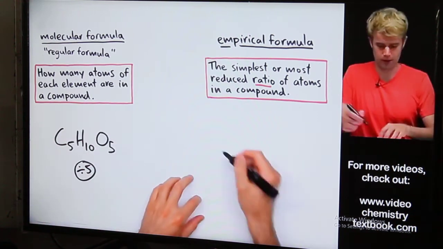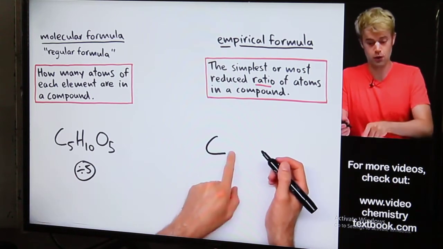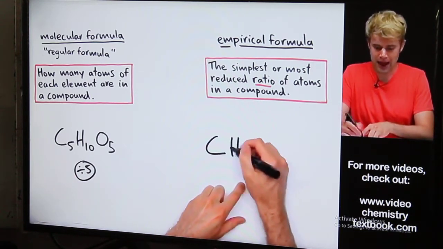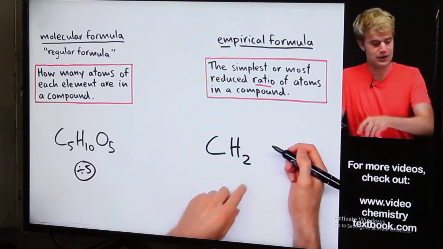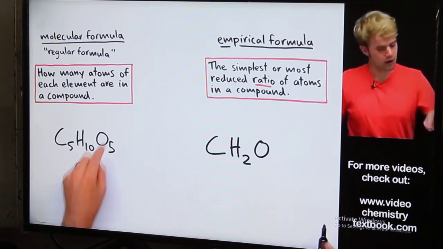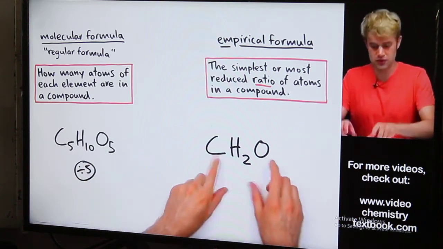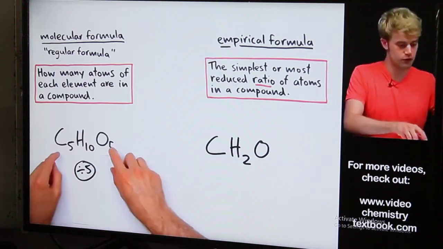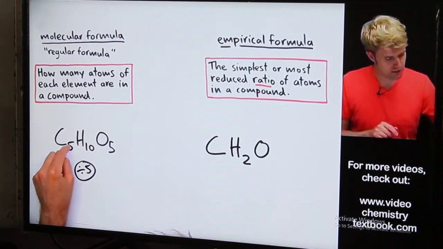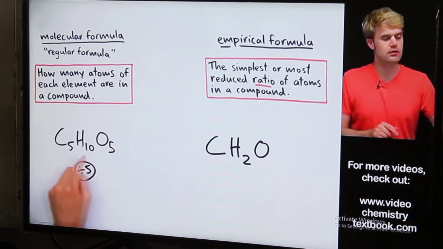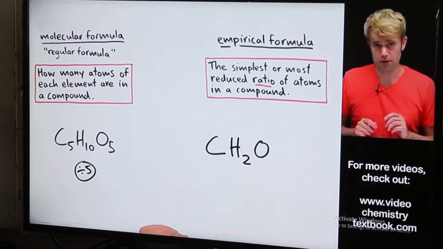So for the empirical formula, we'll get C, 5 divided by 5 gives us 1, so we don't put anything after it. H, 10 divided by 5 gives us 2, so we'll do H2. And then O, 5 divided by 5 gives us 1 again, so we don't put anything after it. So this is the empirical formula for this molecular formula. We just want to ask, what's the largest number that we can divide each of these subscripts by in the molecular formula to get the empirical formula.